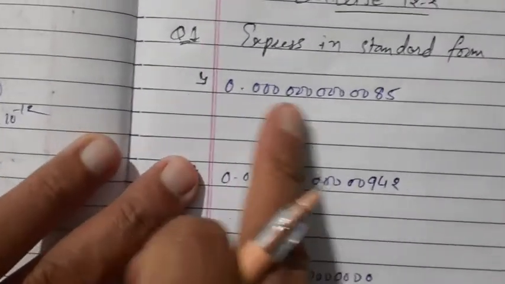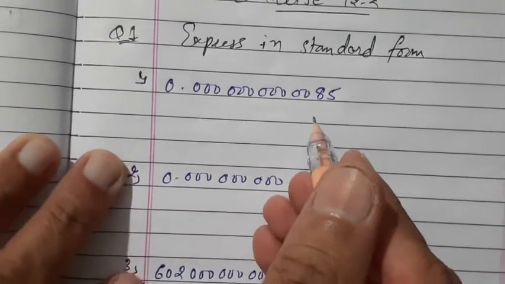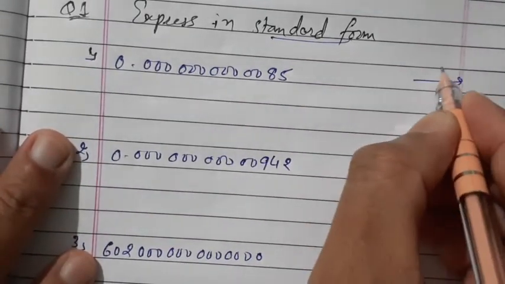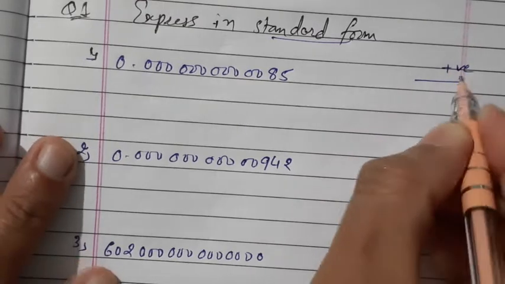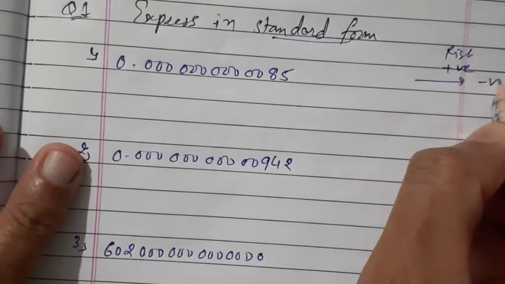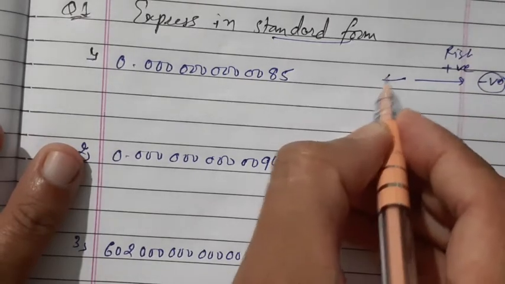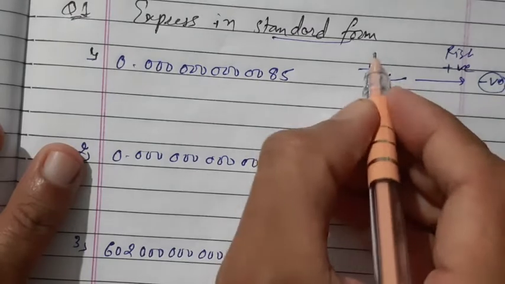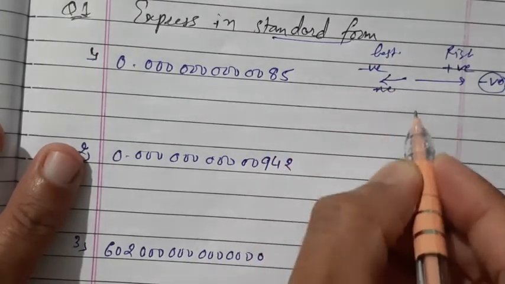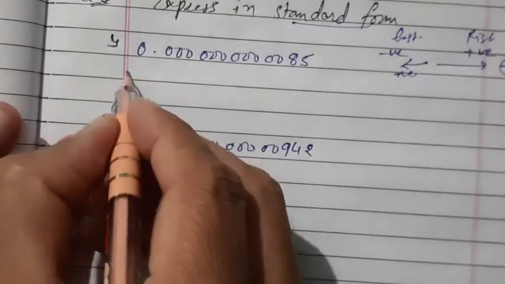Now we know that when you want to convert into standard form, if you move to the positive side, means right side, the power will be negative, and if you move to the negative side, means left side, the power will be positive. Okay, so look here.